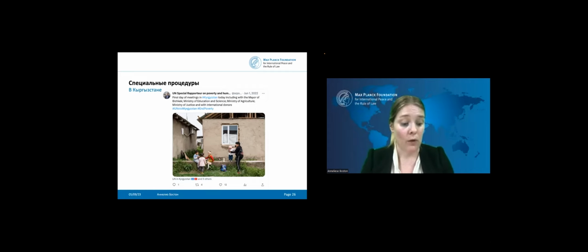Kyrgyzstan has already been visited by many special procedures and has cooperated with them during their visits. So for example, Kyrgyzstan was visited by the Special Rapporteur on Extreme Poverty and Human Rights in 2022, and both the Special Rapporteur on Minority Issues and the Working Group on Enforced or Involuntary Disappearances in 2019. And this here is a tweet from the Special Rapporteur on Extreme Poverty and Human Rights during her visit, talking about the meetings that she was going to have that day.